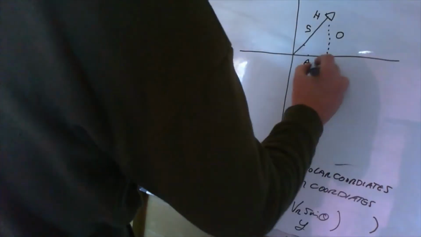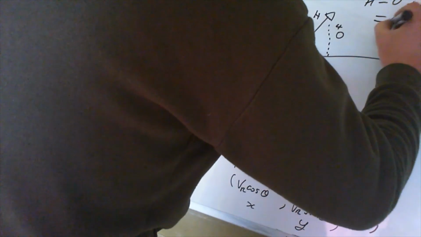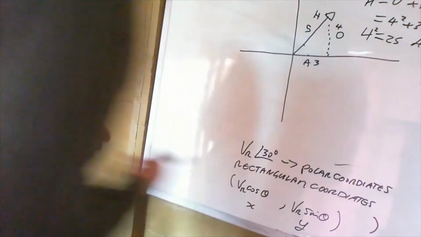If you look at Pythagoras, see that was 3 and that was 4, Pythagoras states that H squared equals O squared plus A squared, which is equal to 4 squared plus 3 squared, which is 16 and 9, it's 25. So H squared equals 25, so the hypotenuse equals 5.